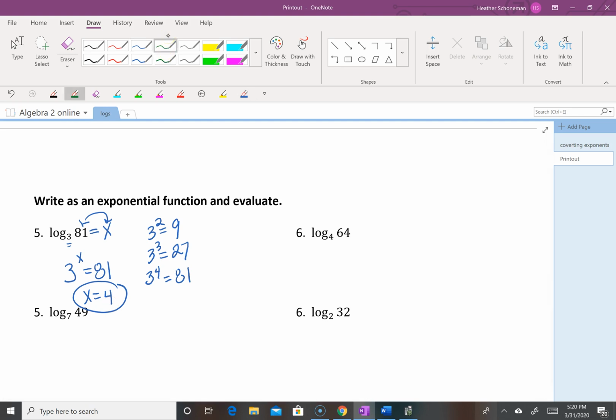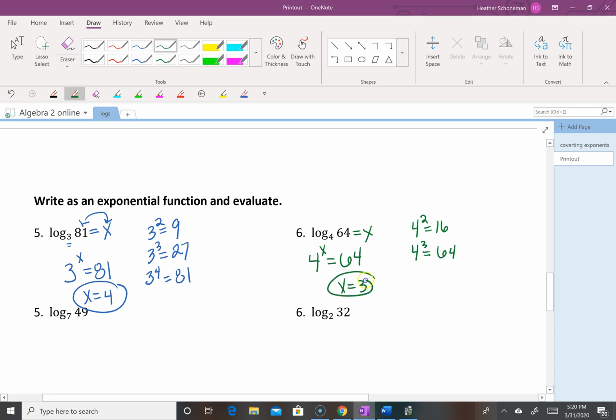All right, let's try this again on number 6. Oh, we got a lot of 5s and 6s. So this equals x. So when we write it, it's 4 to the x equals 64. I think that part you should feel pretty comfortable with now. When I evaluate it, well, let's think through. 4 squared is 16. 4 cubed, well, that would be 16 times 4. Oh, that is 64. So when we evaluate it, x is 3.